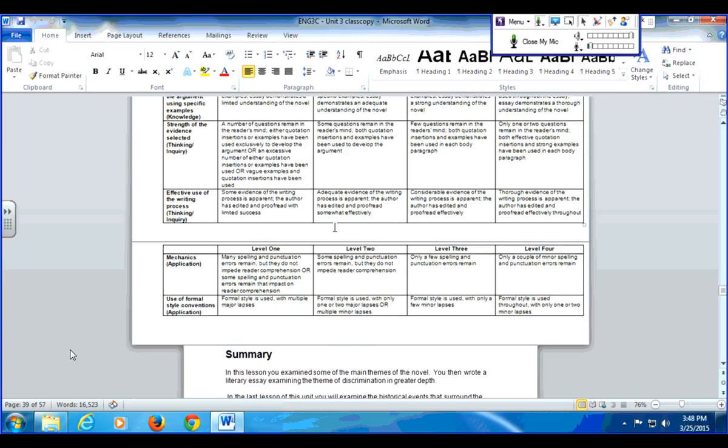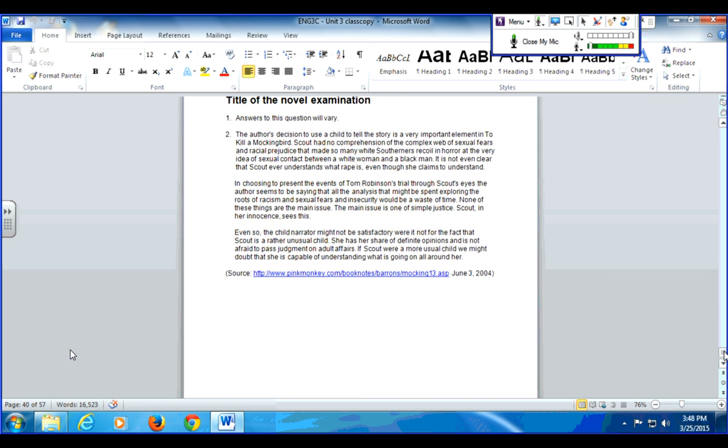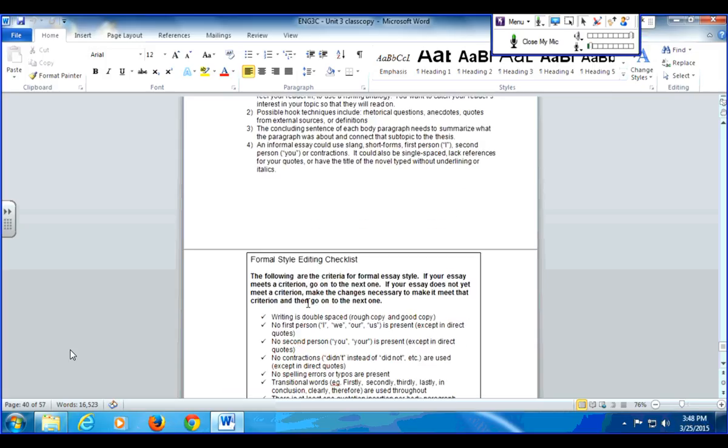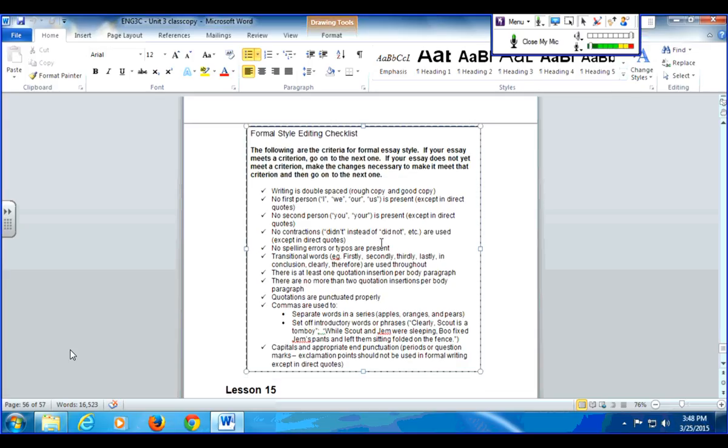And then after that, we get into lesson 15. We'll get to that. We won't get to that until maybe the end of class tomorrow or next Monday. But I want to show you the formal editing checklist. You can find this on page 56. And that is in the suggested answers. And it says, this is the following criteria for a formal essay. If your essay meets this criteria, put a check mark next to it.